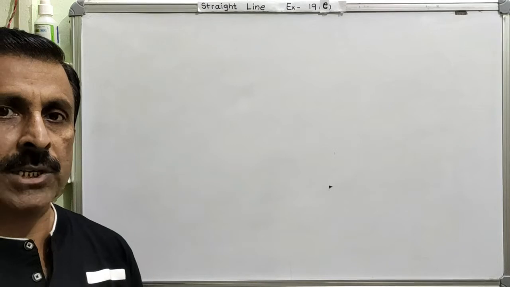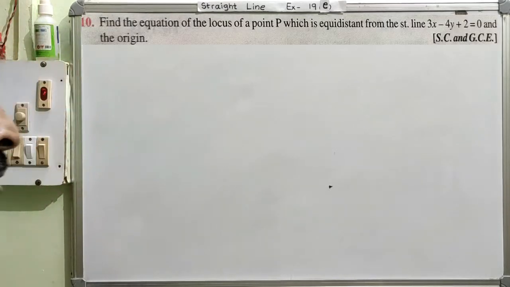Next we are moving on to question number 10. Find the equation of the locus of a point P which is equidistant from the straight line so and so and the origin. Find the equation of the locus of a point which is equidistant from the given line and the origin. So let us see how we do this question.